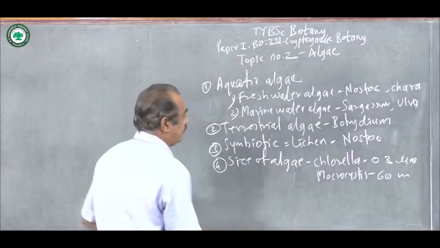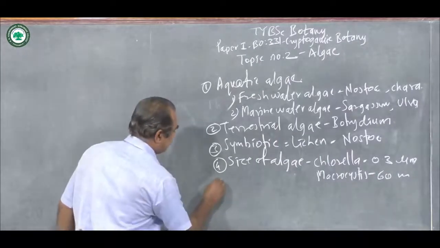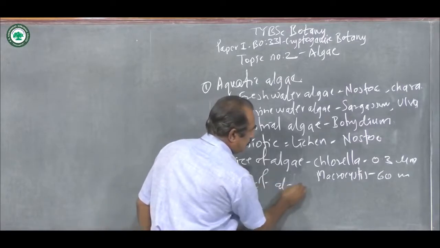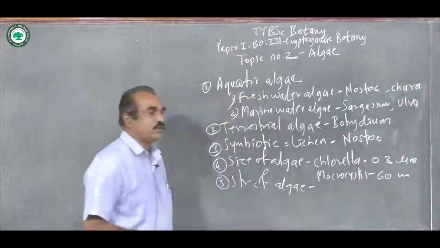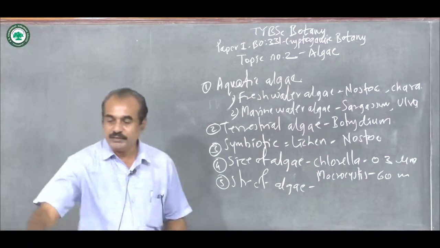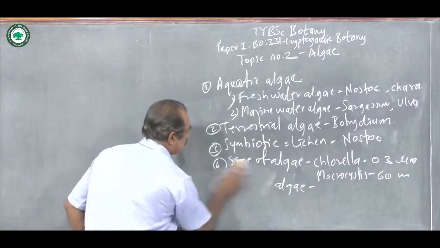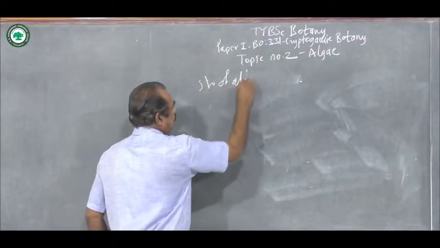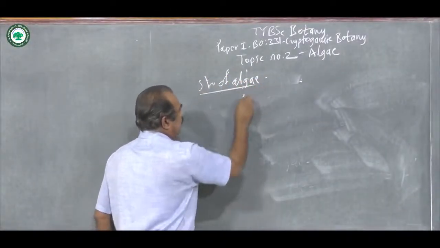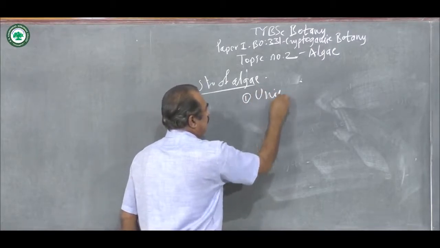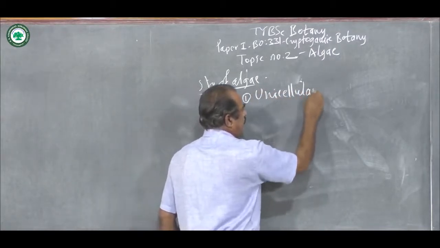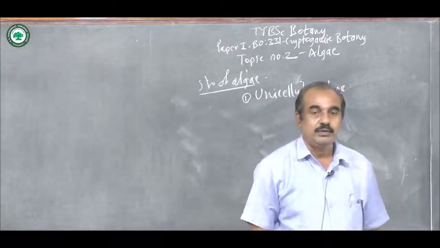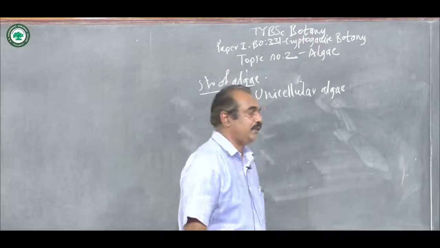Next character, that is the structure of the algae. Now there is also a great variation in the structure of the algae. There are different types of algae on the basis of their structure. Structure of algae. Number 1, that is the unicellular algae. And these unicellular algae are again divided into 2 different types, that is the motile algae and non-motile algae.